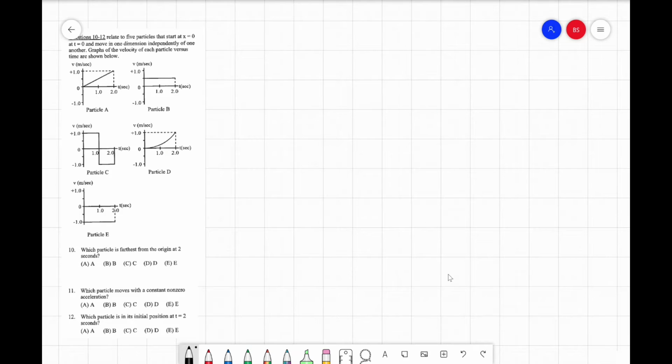In this question, we are given the velocity time graph of 5 particles A, B, C, D, and E that all start from the origin.